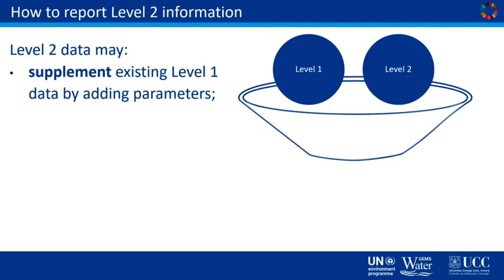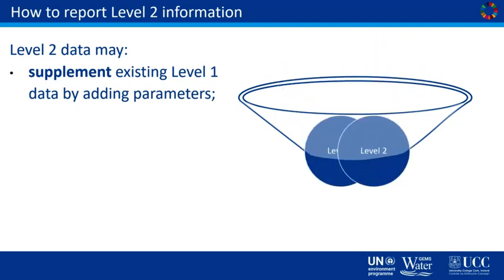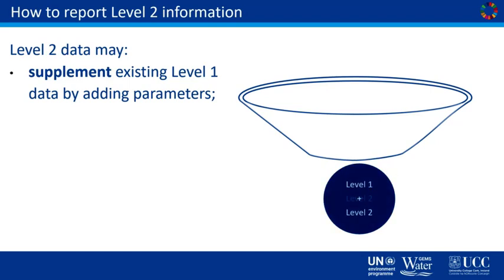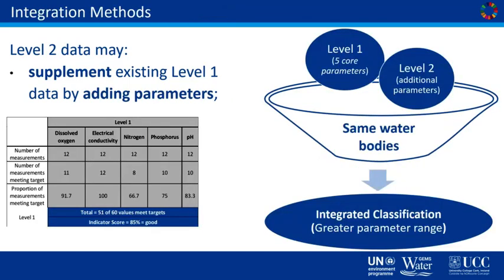So just briefly, the three options. Level 2 data may supplement existing Level 1 data by adding to the list of parameters. If the Level 2 data are available for the same water bodies as the Level 1 data, the additional parameters can be added to the water quality index and the resulting classification will be based on a greater parameter range.